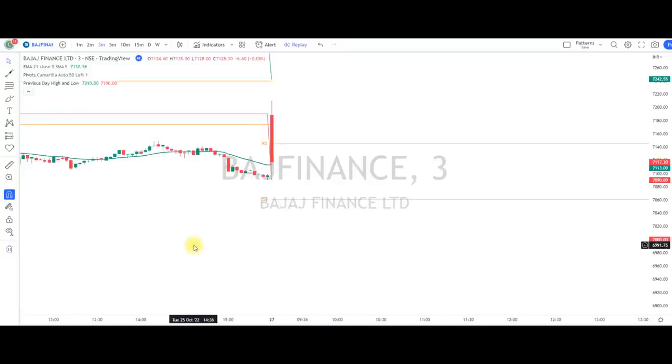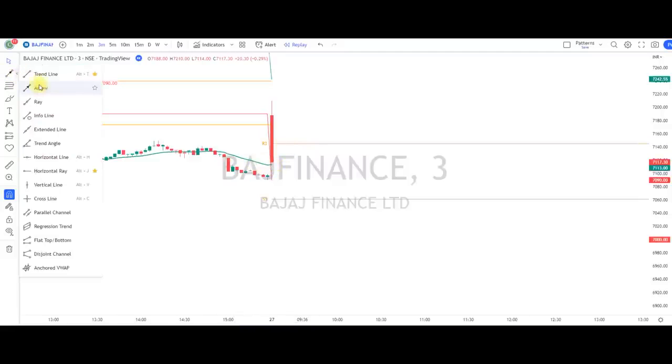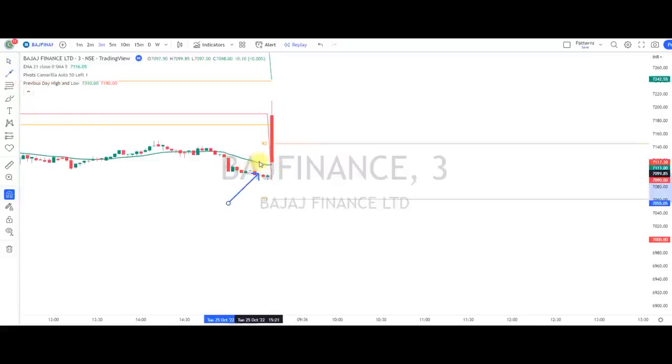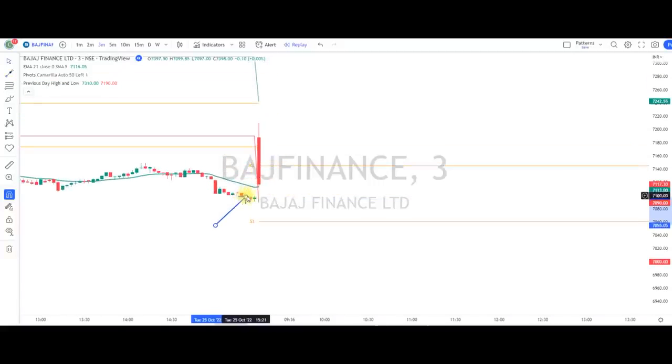We can see few examples in stocks. This is Bajaj Finance and the time frame is 3 minutes. So we got a red candle below R3, but we will not enter here. Why? Because this candle is above the 21 days moving average. So we'll avoid this short trade. We'll wait till we get our entry.